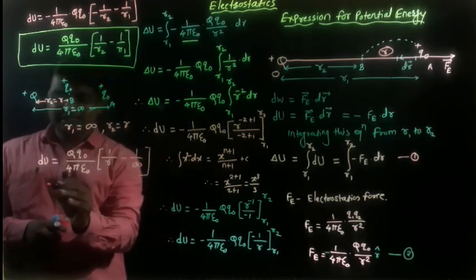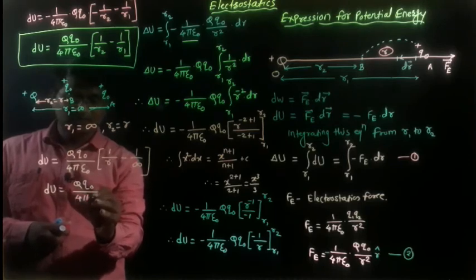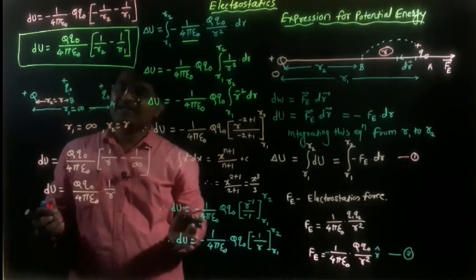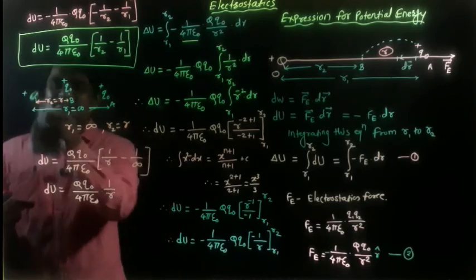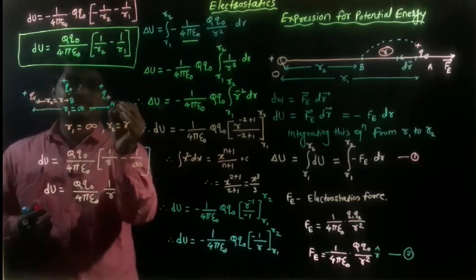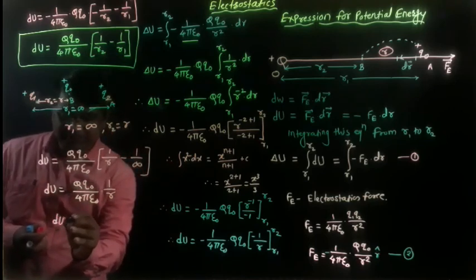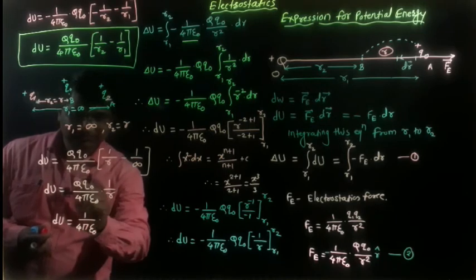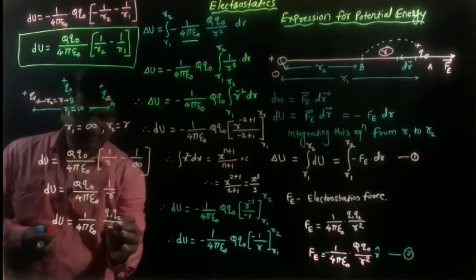Okay, so it means that the change in potential energy is equal to q naught divided by 4 pi epsilon naught into 1 upon r. Get clear? Okay, and if we consider there are two charges, and these two charges will be denoted by q1 and q2, so simply the expression of change in potential energy will be 1 upon 4 pi epsilon naught into q1 q2 divided by r.